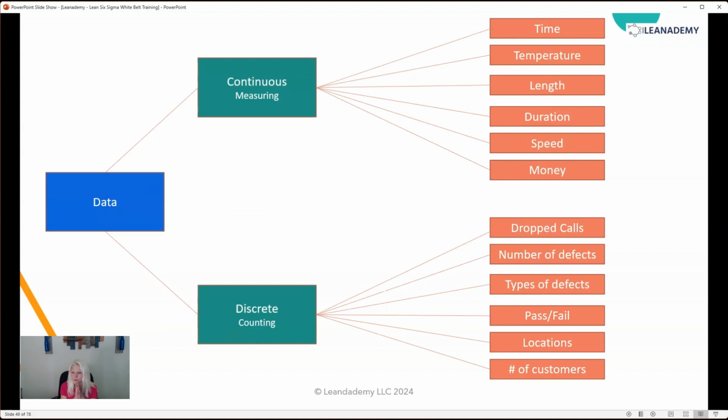If I want you to walk away with anything from this, it's that I want you to understand the different types of data that there are. But just to recap, it's very, very important to go through all these different DMAIC phases. So I'm going to stop here for now.